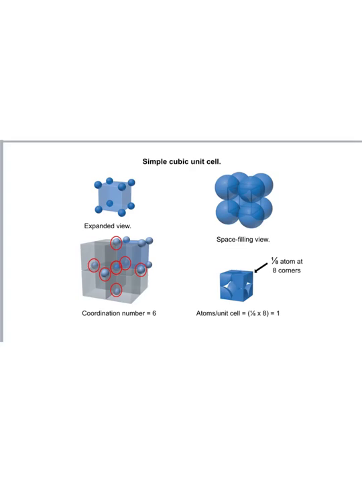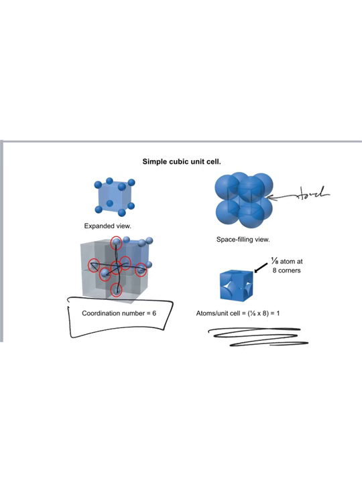The simple unit cell only has atoms on the corners, and notice that they touch, and the coordination number in a simple unit cell is 6. So a simple cubic cell has 6 nearest neighbors along these edges here. That's what you see in the picture. There's only one atom per cell. 1/8 of each of the corners contributes to that cell.